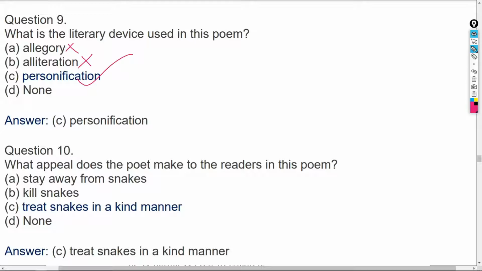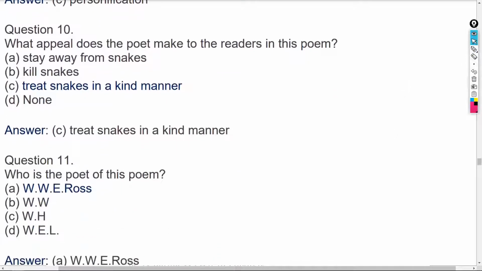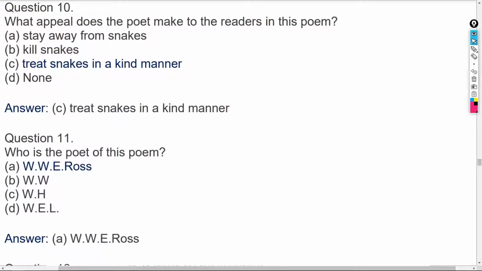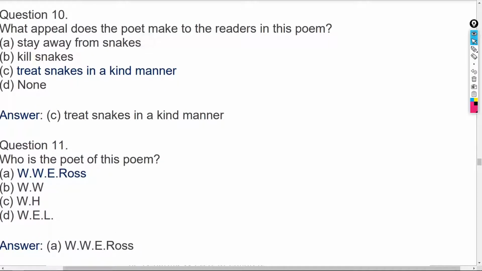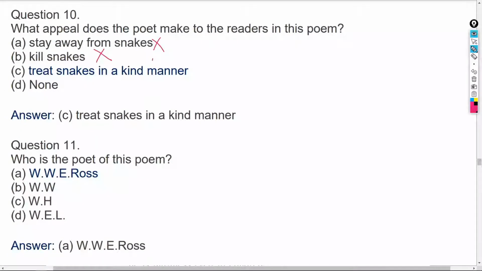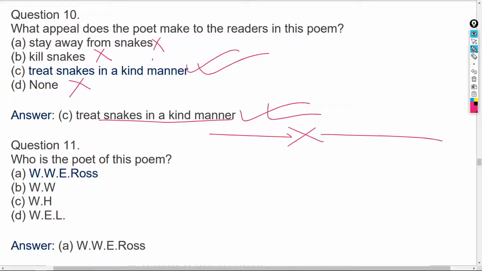Let us see the last question. Question number 10. What appeal does the poet make to the reader in this poem? What is the appeal? Stay away from the snake. No, ऐसा कोई appeal नहीं था. Kill the snake, not at all. Treat the snake in a kind manner. Exactly. Now, therefore, option number C. Treat the snake in a kind manner. Okay. Because human and animal all are same, all are needed. They are the part of the biodiversity, and one actually complements or supplements the other.